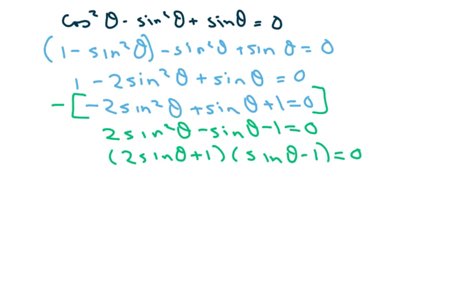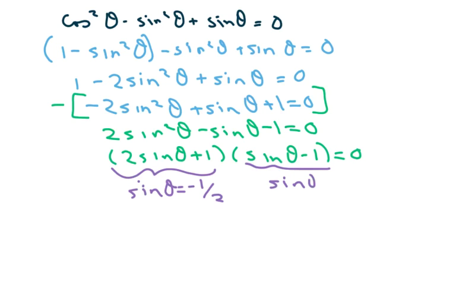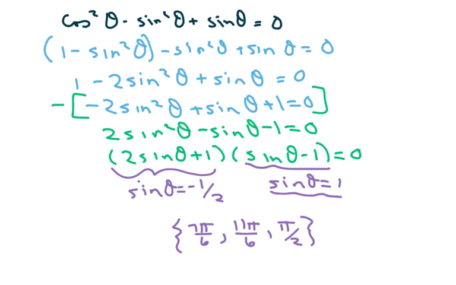If you solve for this side, I'm just going to look at this side right here, we get sine of theta equals -1/2. And if you solve for this side, you get sine of theta equals 1. So our solution sets for the first part will be 7 pi over 6 and 11 pi over 6. And for this one, we get pi over 2. Some people like to write the pi over 2 first because it's the smaller angle. You can do that.